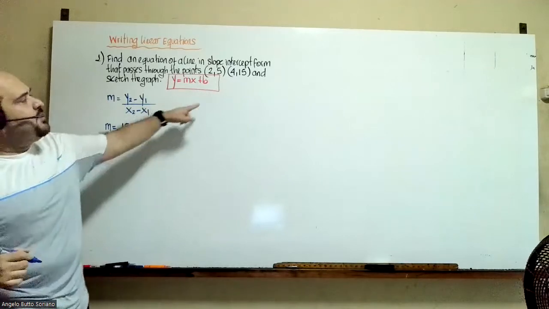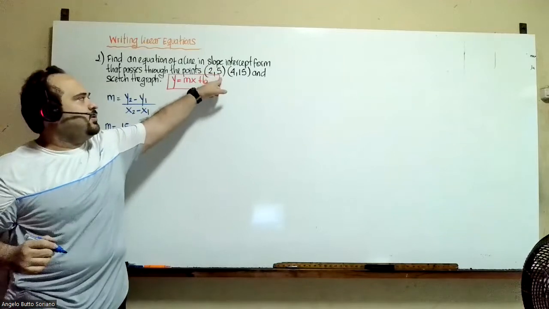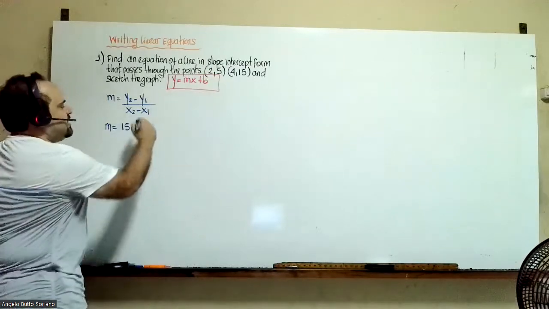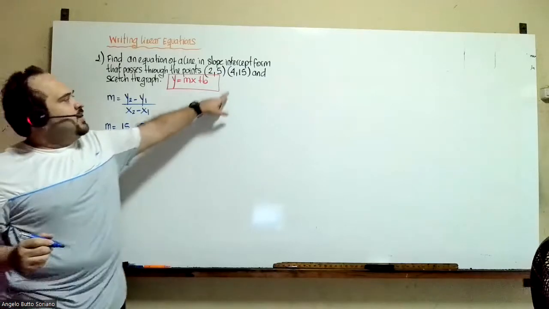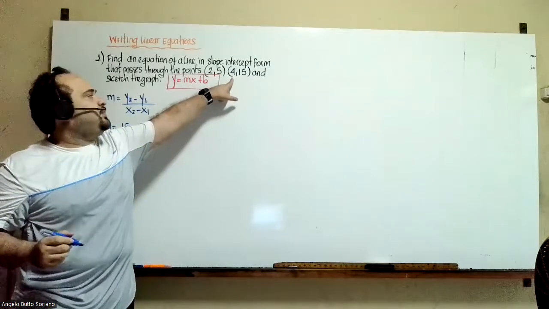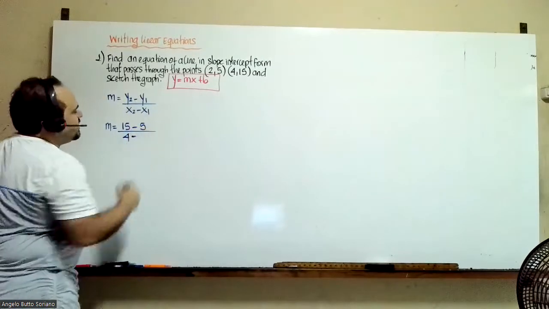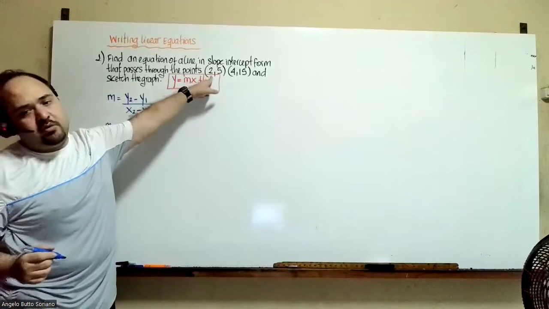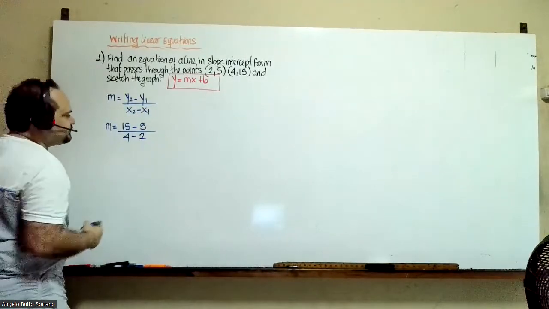Subtracting the second number of the first ordered pair. That will be the number 5. Divided by the first number of the second ordered pair. That will be the number 4. Subtracting the first number of the first ordered pair. In this case, it will be the number 2.